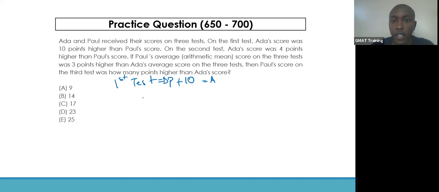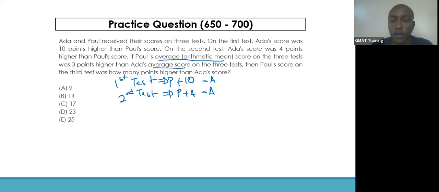Okay, and then on the second test, Ada's score was 4 points higher than Paul's score. Once more, Paul's plus 4. That should be Ada's score, right? And Paul's average, or arithmetic mean score, on the 3 tests was 3 points higher than Ada's average score.